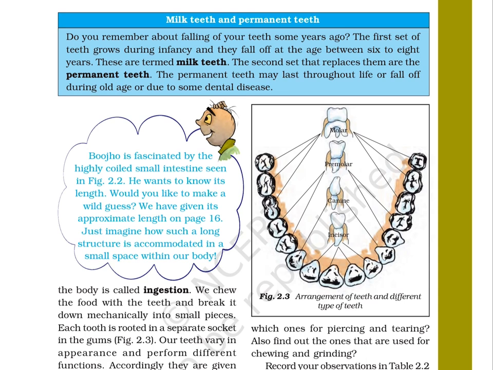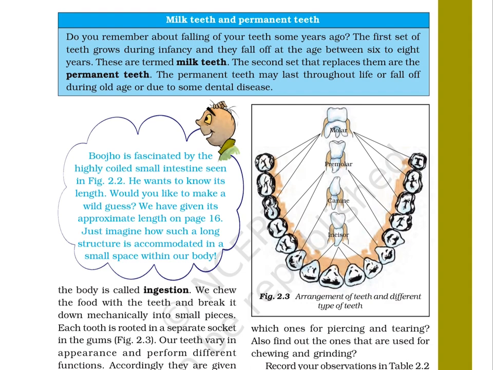There's a thought bubble given here. A picture of Bojo is next to it. Bojo is fascinated by the highly coiled small intestine we observed in figure 2.2. He wants to know its length. Would you like to make a wild guess? We have given its approximate length on page 16. Just imagine how such a long structure is accommodated in a small space within our body.